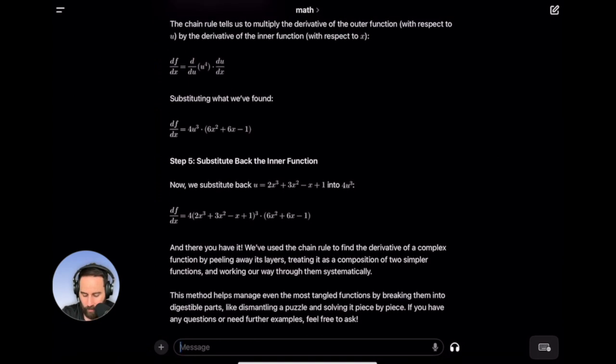We've used the chain rule to find the derivative of a complex function by peeling away its layers, treating it as a composition of 2 simpler functions and working our way through them systematically. This method helps manage even the most tangled functions by breaking them into digestible parts, like dismantling a puzzle, solving it piece by piece.